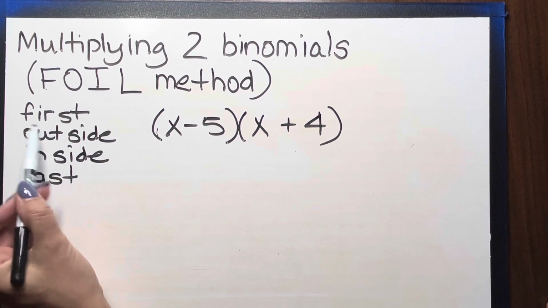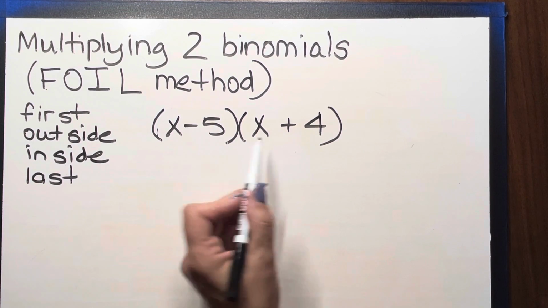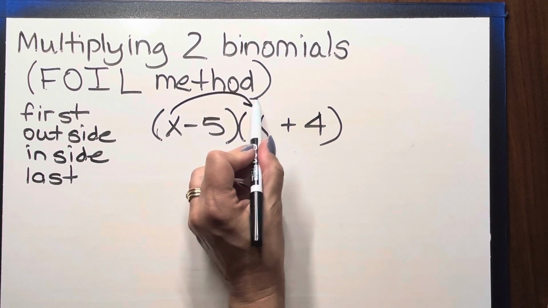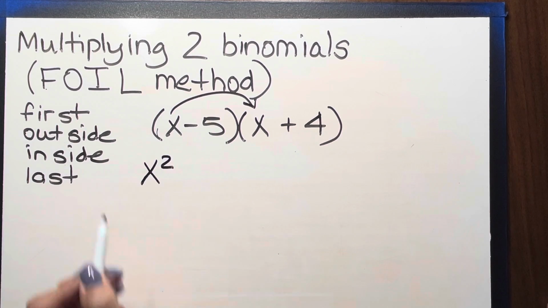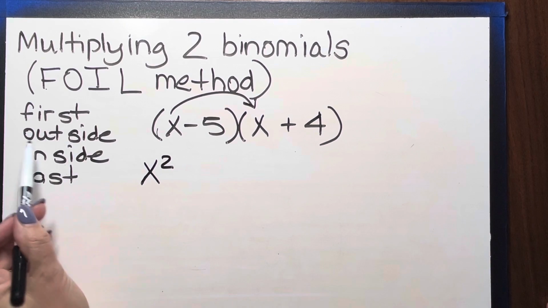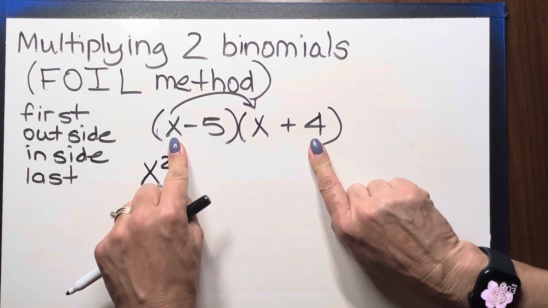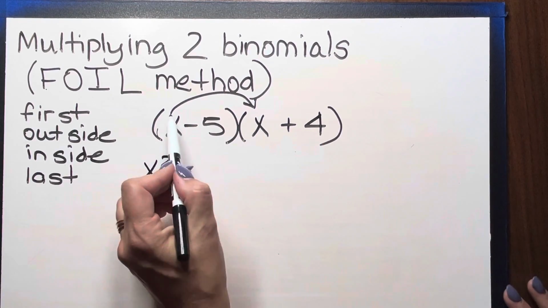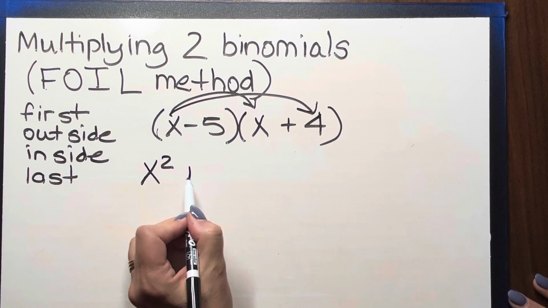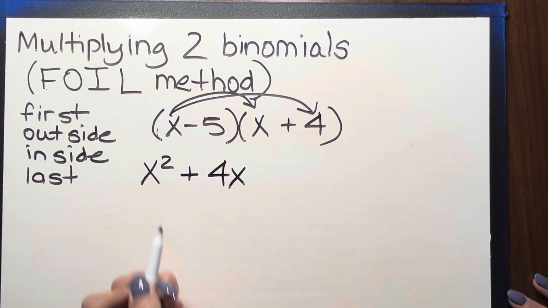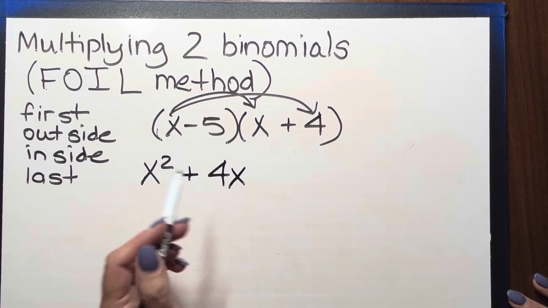So the first means multiply these first terms in each parenthesis. Like I'm going to make arrows. So I have x times x. That gives me an x squared. Okay. The outside means the ones that are furthest away from the middle of my problem. So that means I'm going to multiply this x and this positive 4. That's a plus 4x.